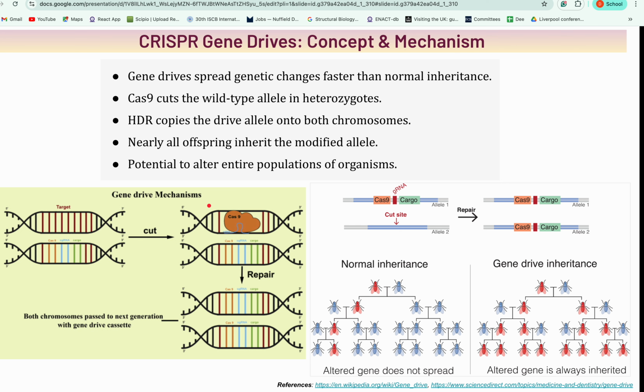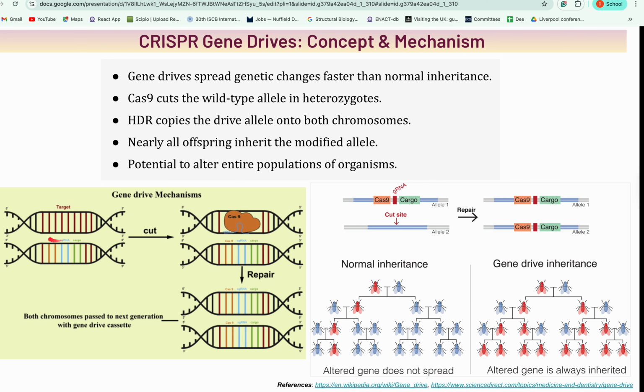So as we say in inheritance, in this case, as you can see, the altered gene does not spread well. This is the altered gene and this is the normal gene. The altered gene is not properly spreading. But in the case of gene drive inheritance, as you can see, the altered gene is always getting inherited at each level. So this is how, with the help of gene drive, we can lead to faster genetic changes. So this is the gene drive mechanism.